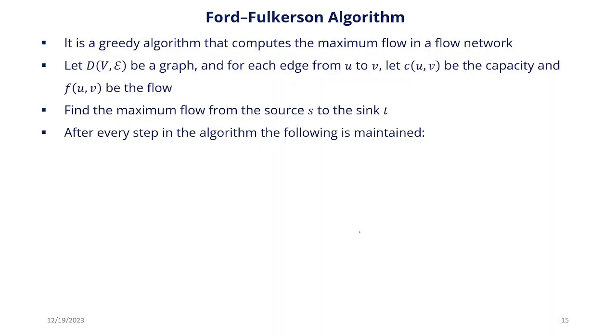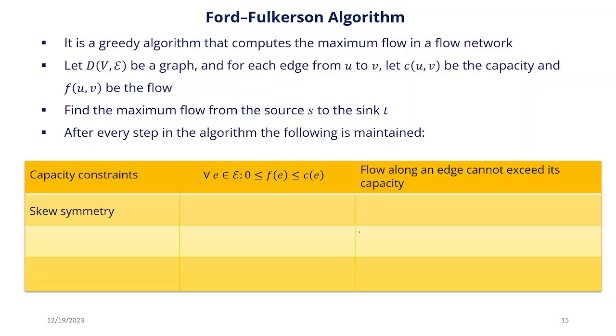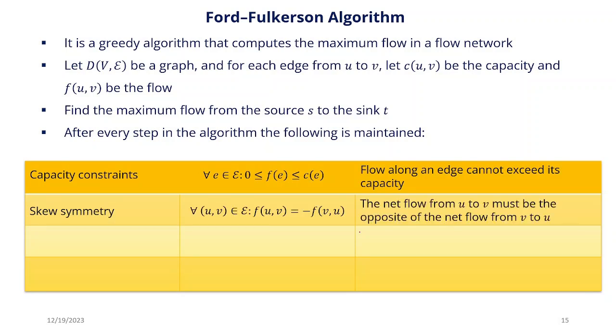After every step in the algorithm, the following is maintained. Capacity constraints must be maintained whatever you do. And the capacity constraint says that the flow along an edge can never be greater than the capacity of the edge. It can only be equal, it can be 0, those are accepted. Skew symmetric constraints. The net flow from a vertex U to a vertex V must be the opposite of the net flow from V to U.